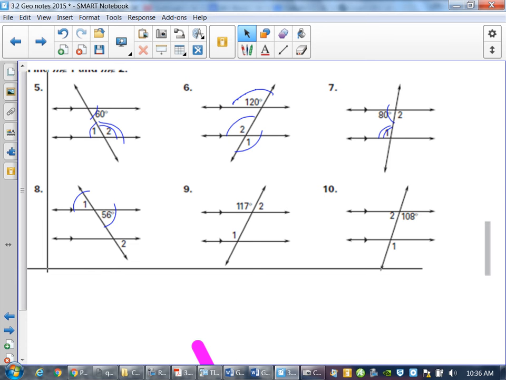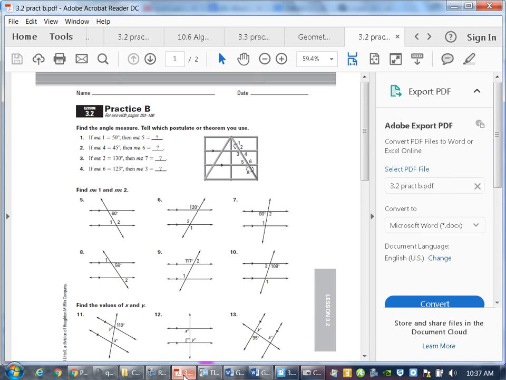Okay. Angles 1 and angle 2 are alternate exterior. 56 and 2 would be corresponding. All right. 117 and 1. Corresponding. Okay. That's why they were equal to each other. Same spot. That's why this stuff works. It is relatively straightforward. But algebraically, sometimes you get other things.